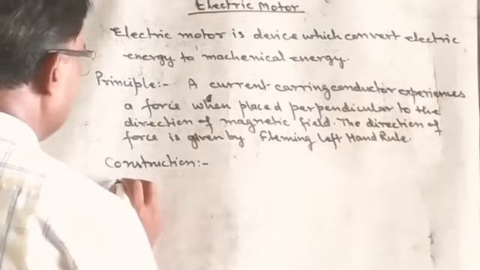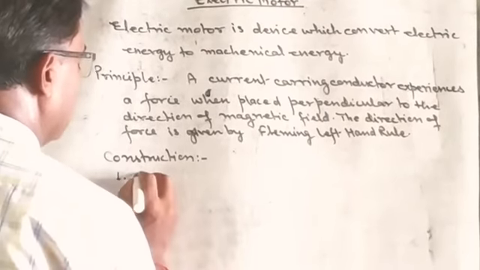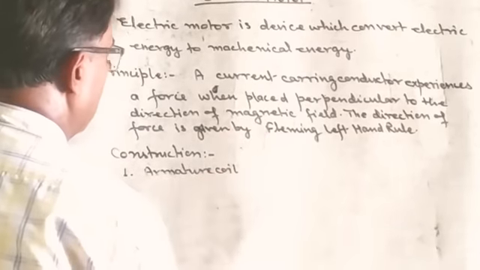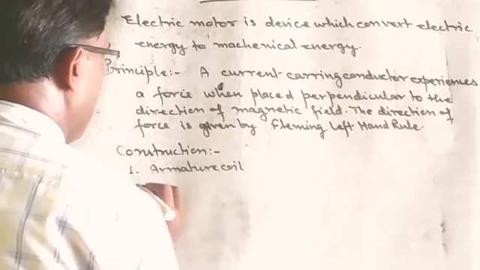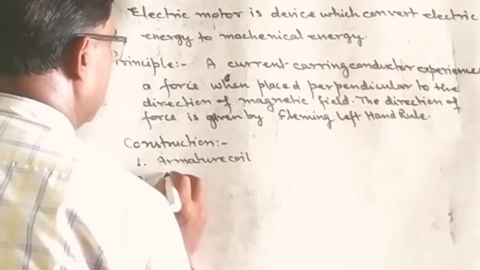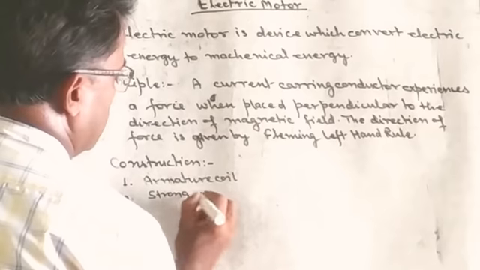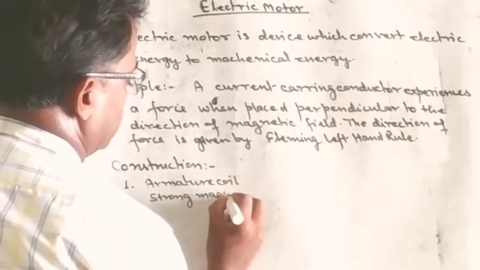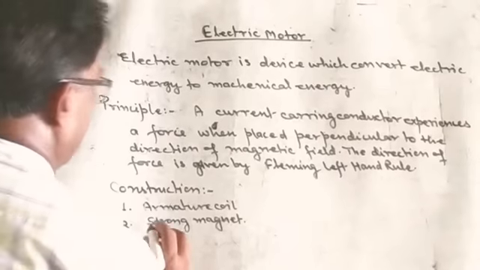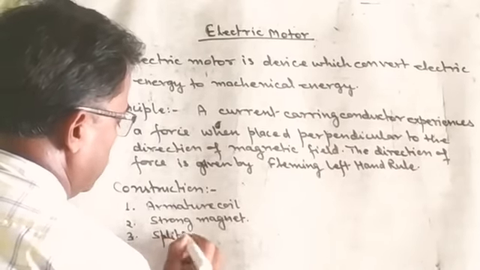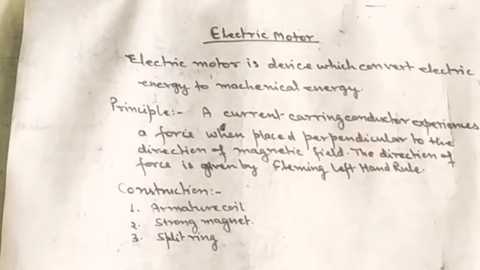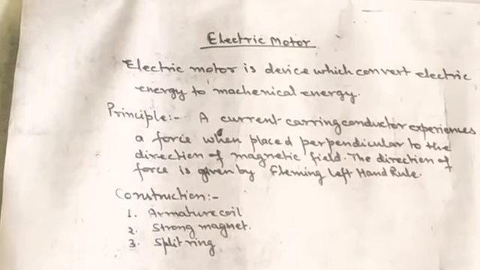First, armature coil. Second, strong magnet. Third, split ring.